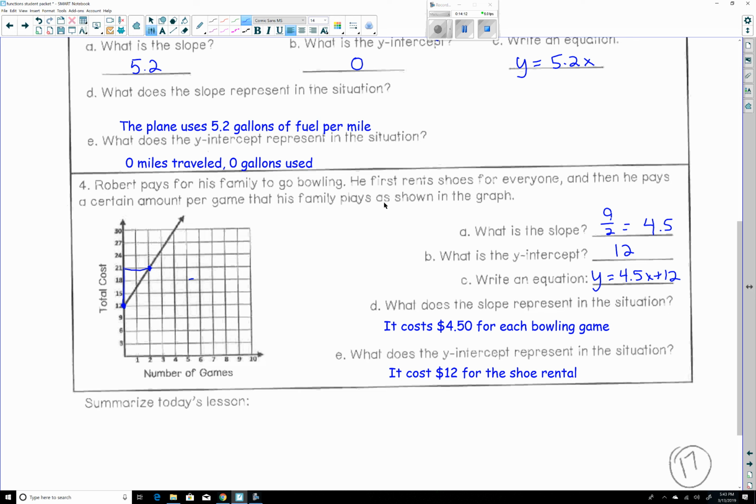Okay? Now, it doesn't mean that's $12 for one person. We don't know how many people are in their family. So this might be, I don't know, maybe there's 6 people and it's like $2 per shoe rental, but that's not information that was given to us.